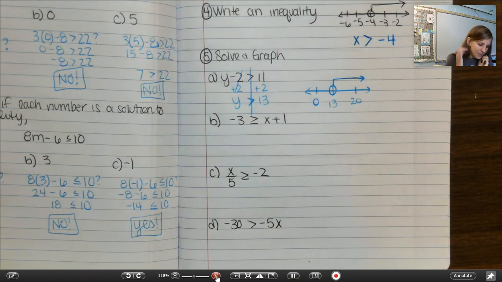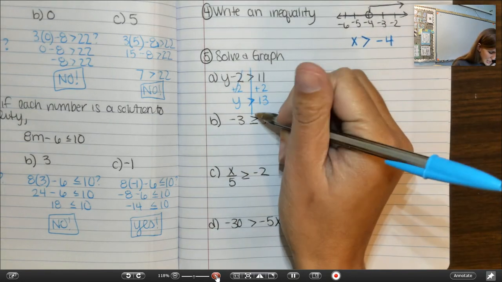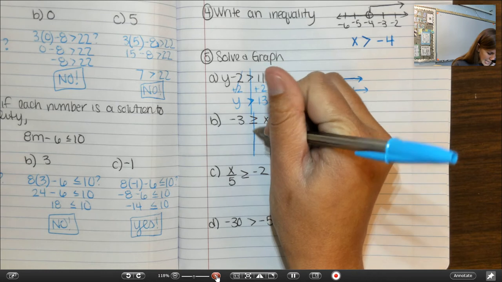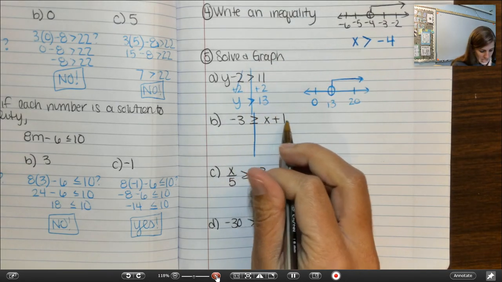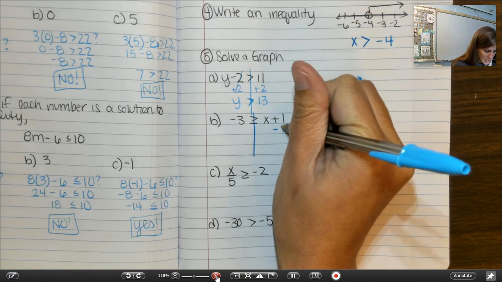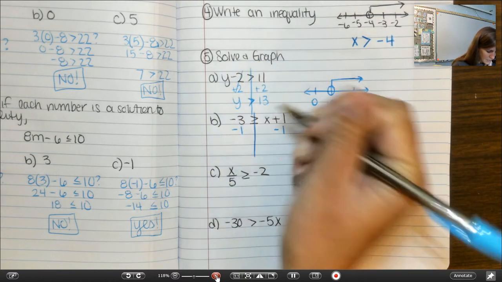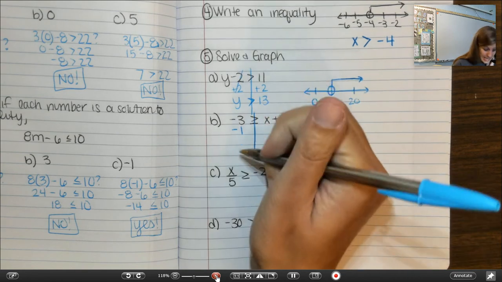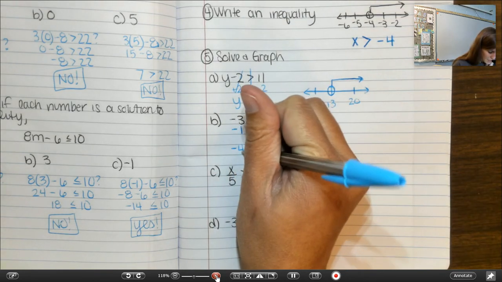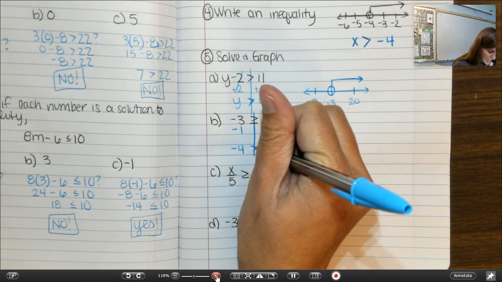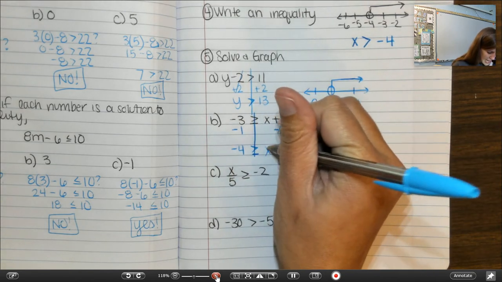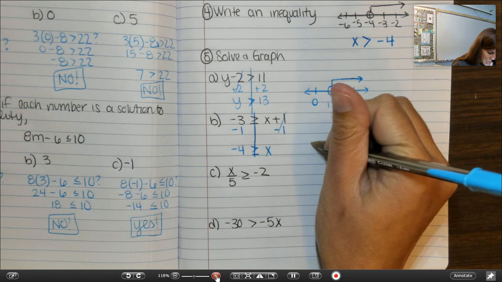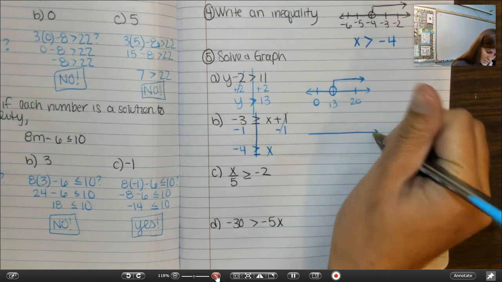Okay, trying letter B. I'm going to put in my sides. Over here with x, I need it to be alone. So to get rid of plus 1, I'm going to subtract 1 on both sides. Negative 3, minus 1 is negative 4. I bring down my inequality. 1 minus 1 is 0, so I bring down x, and x is alone. And so now I go graph.